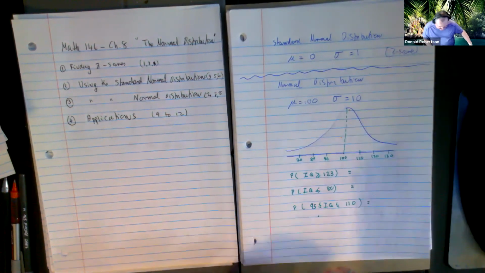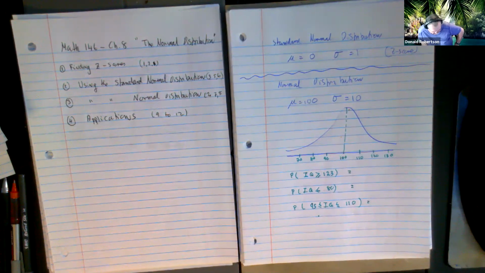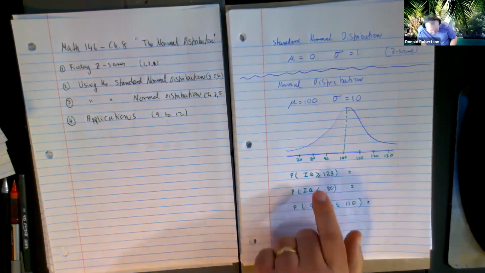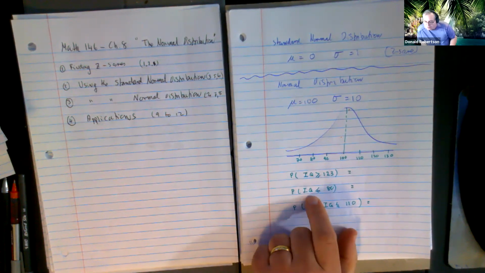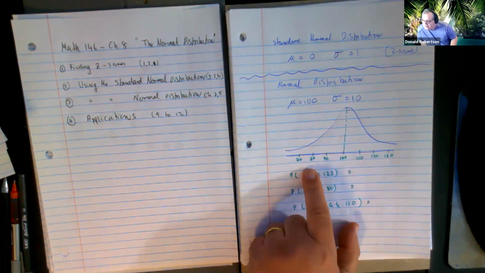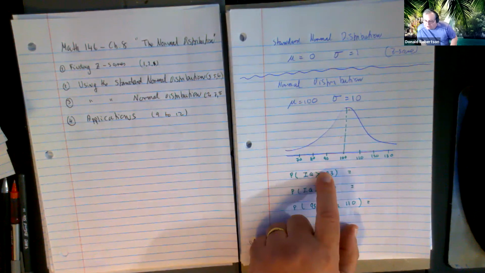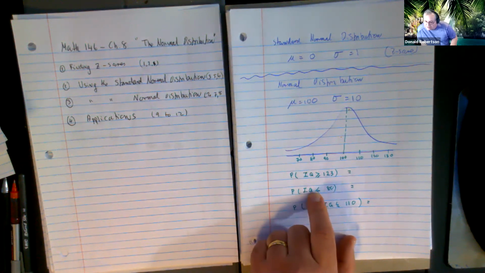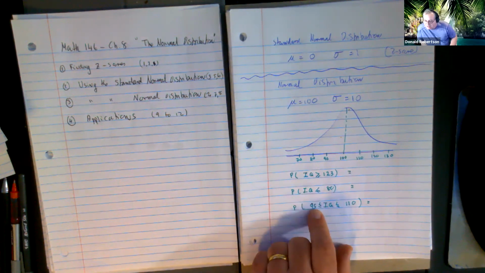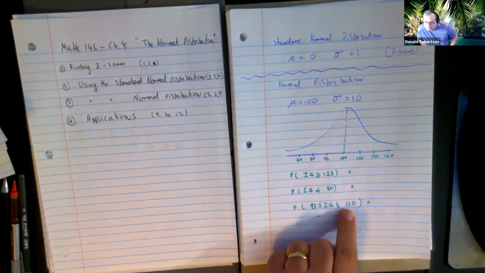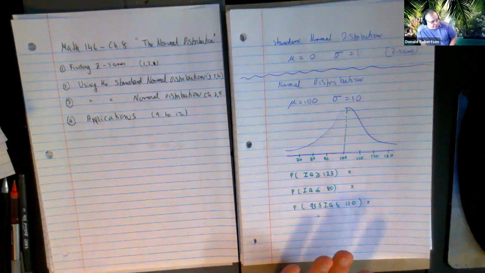These are the kinds of questions you're going to be asked to do with a normal distribution, right? So I'm calling this IQ, but in general, they'll be called X, right? X bigger than 123, X less than or equal to 80, X between 95 and 110. Now, these questions can be answered using SOLVE.